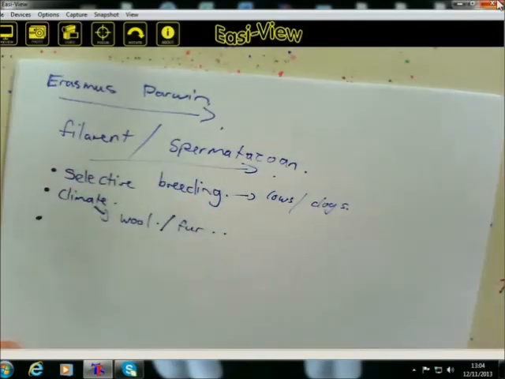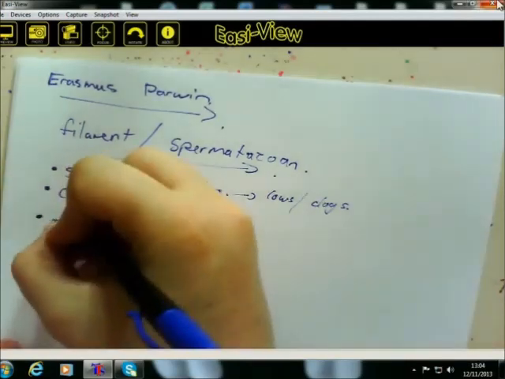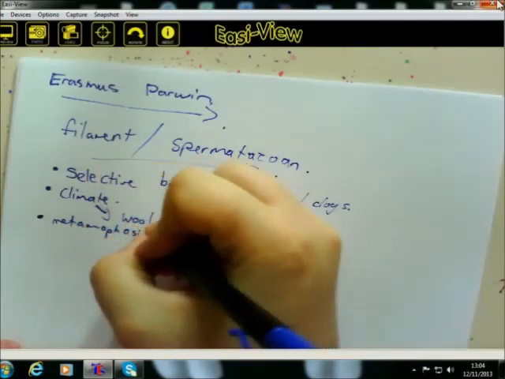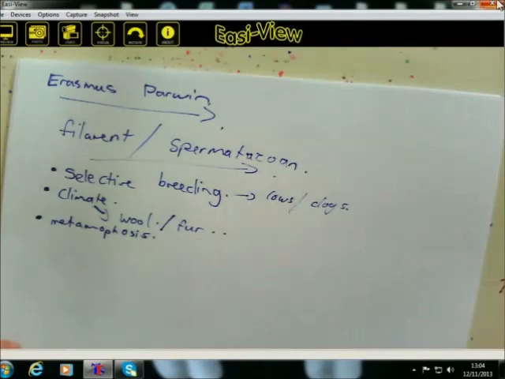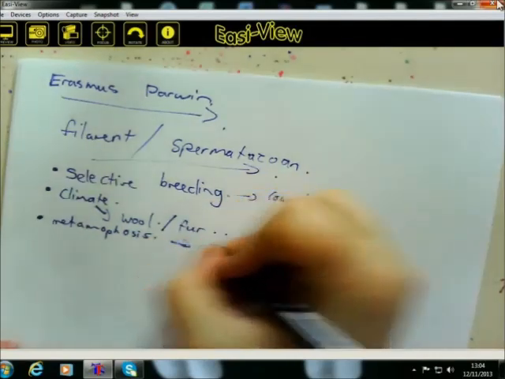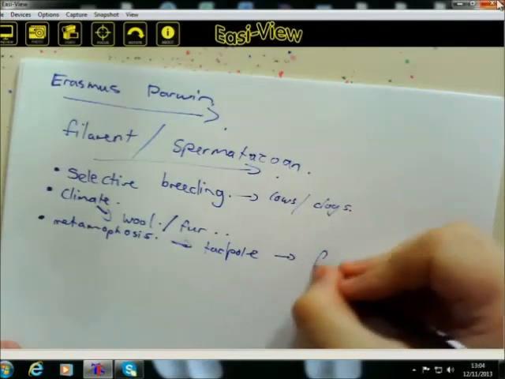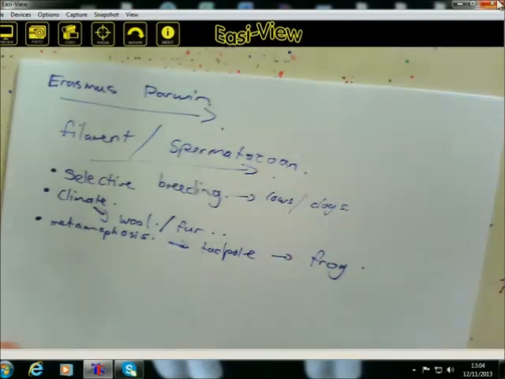And then the last thing that he said could change the appearance of organisms was metamorphosis. If we think of something like a tadpole changing into a frog, that would have been the example that he used.